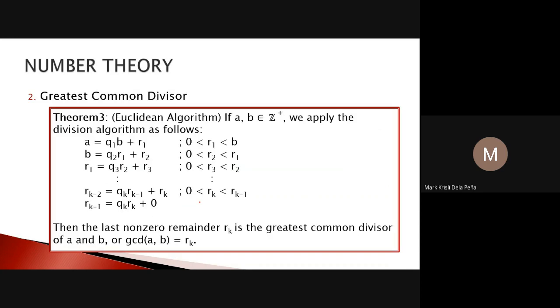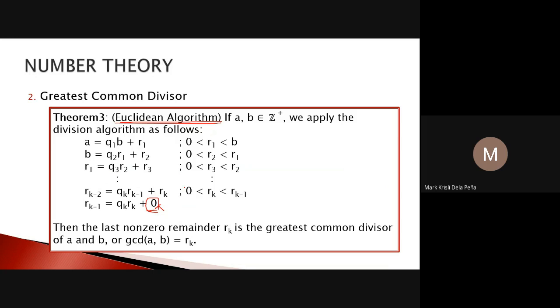So this is now how we get the greatest common divisor. There are many ways, but we will use the Euclidean algorithm in solving the greatest common divisor of positive integers. Now, given A and B, we can get the quotient and the remainders. We will not stop getting the quotient and the remainders until we get a remainder that is equal to 0, so this process will continue.